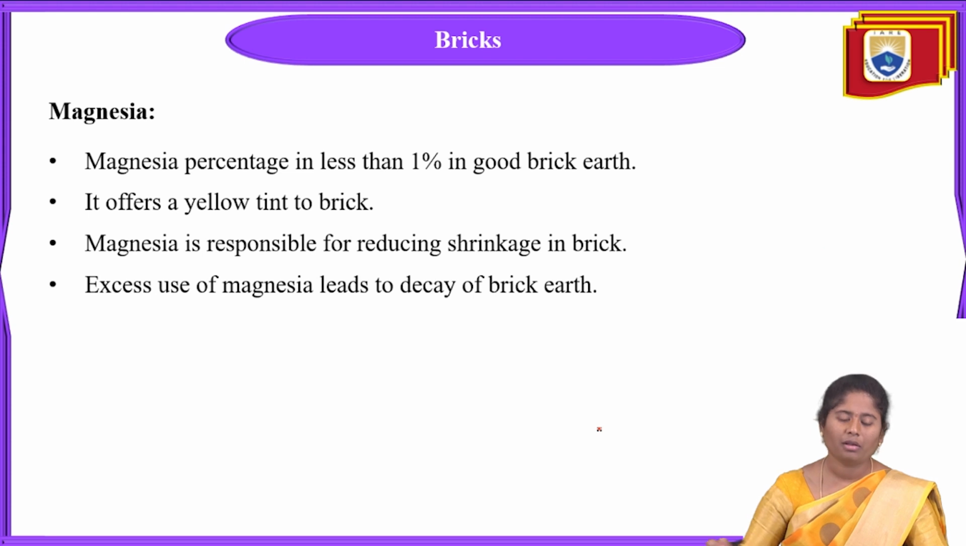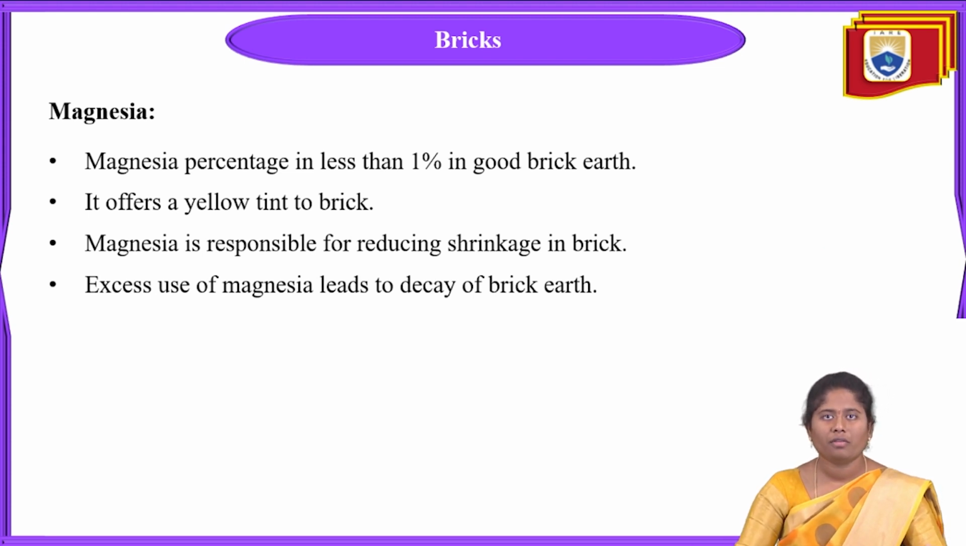Next one is magnesia. We are going to add less than 1% only. Mainly it offers a yellow tint to the brick, and it also strengthens the brick. Mainly, this magnesia is responsible for reducing shrinkage in the brick. It means shrinkage will not be there when magnesia is present in the brick.